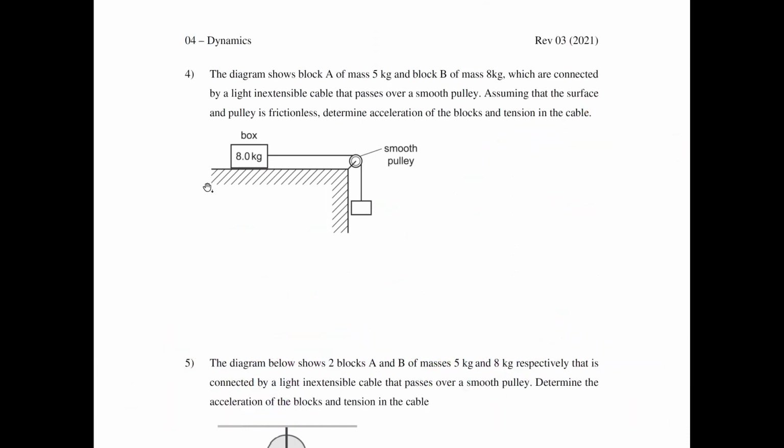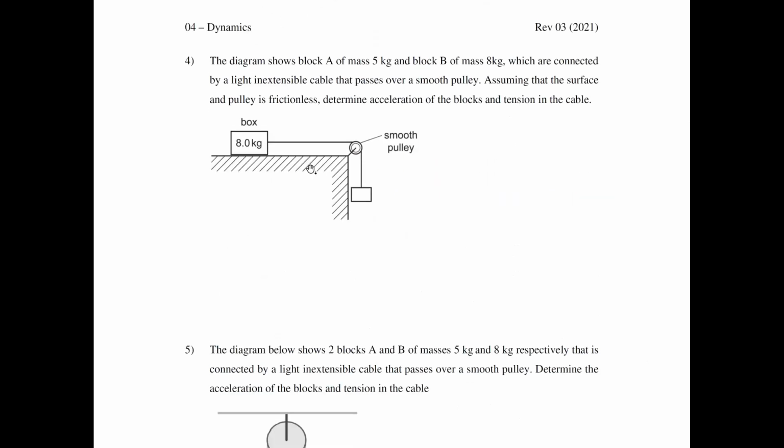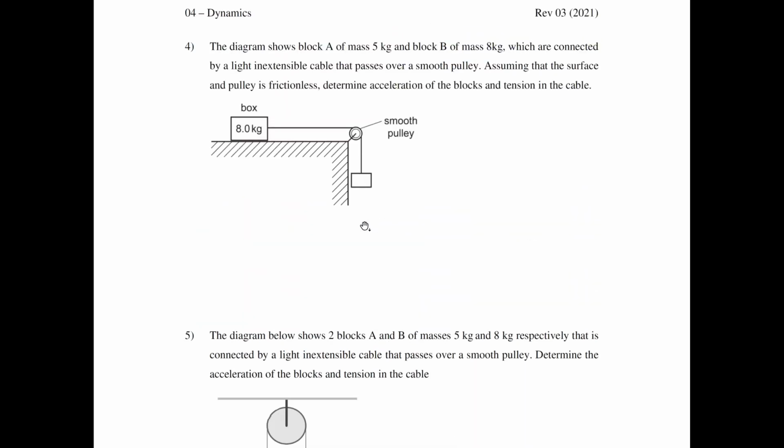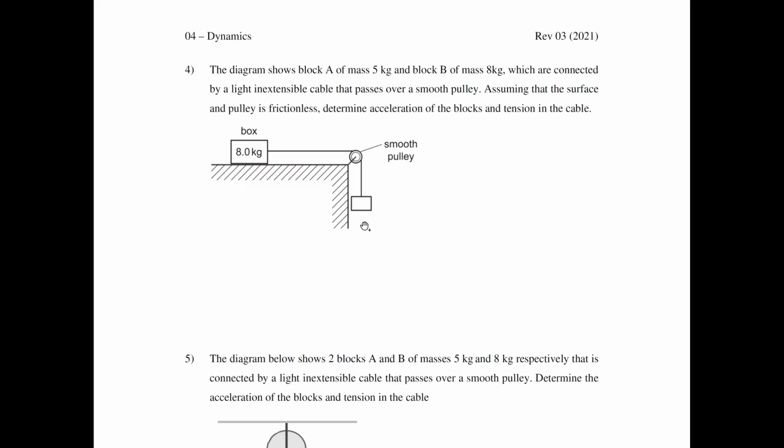If we move on to example number 4, your diagram shows block A of mass 5 kg and block B of mass 8 kg, which are connected by a light inextensible cable that passes over a smooth pulley. Assuming that the surface and pulley are frictionless, determine the acceleration of the blocks and the tension in the cable. So what they want is the acceleration of the blocks and the tension in the cable.